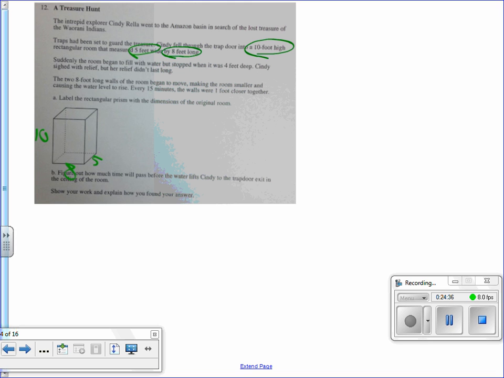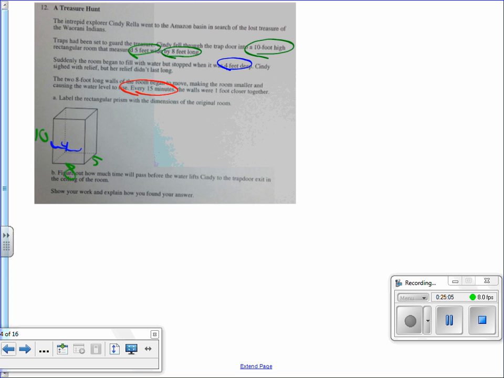The next thing I would do, the water was 4 feet deep. I'd make a little water here. I put a 4 there. That's how deep the water was. The last thing I would do is, every 15 minutes, the walls were 1 foot closer.